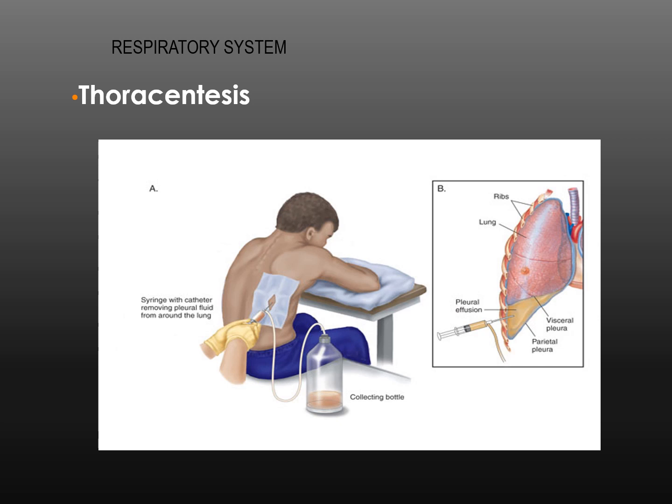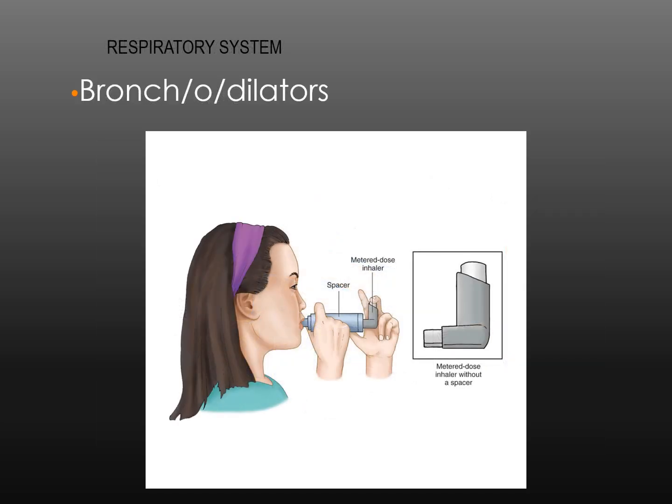Thoracentesis. Centesis, puncture to aspirate fluid. And you can see that in this image right there. Thoracocentesis is also correct. So thoracentesis or thoracocentesis. Bronchodilators. Broncho pertains to the airway. Dilator is something that will open up or dilate a hollow organ. In this case, the bronchi.